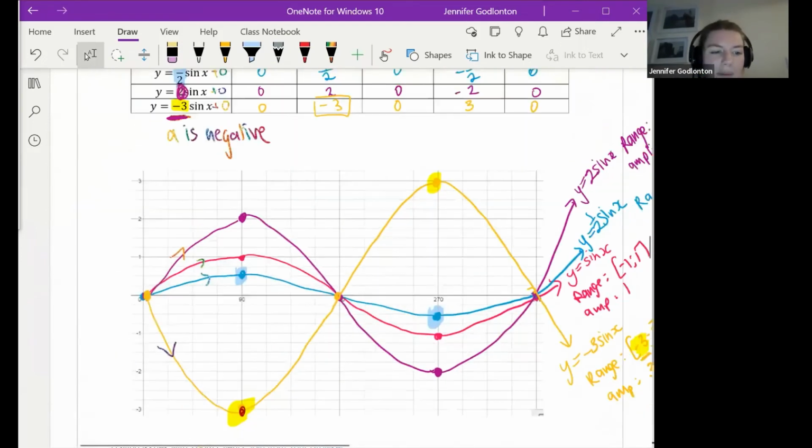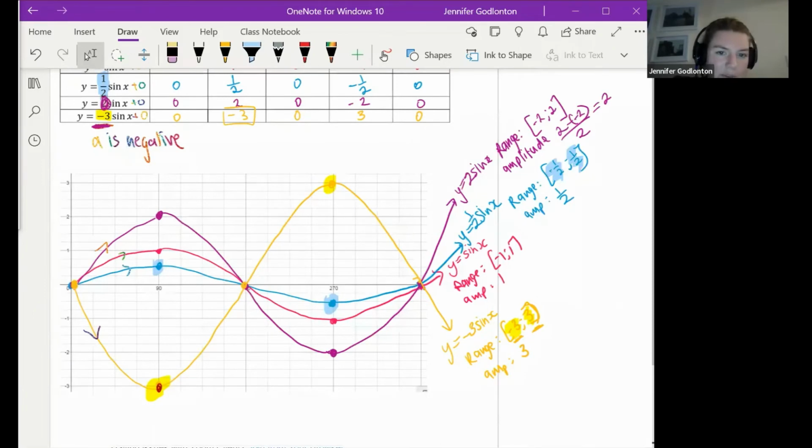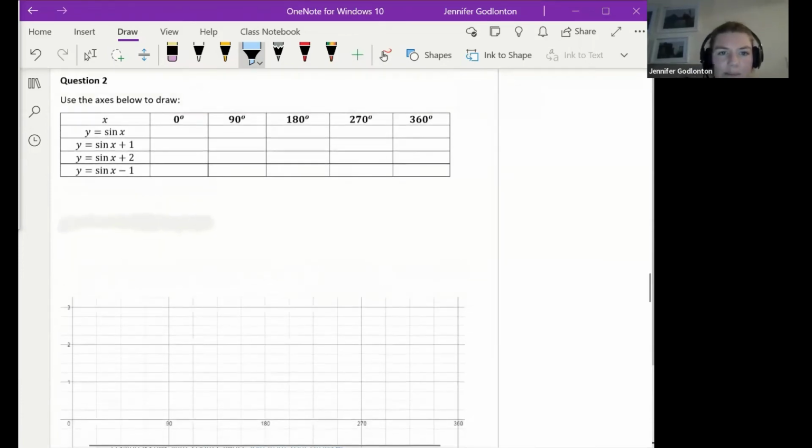So for the amplitude, you always take your maximum minus your minimum and divide by 2. And your period is always just looking at how long it takes for the curve to complete itself. As long as we're dealing with grade 10, for sine and cos, your period is going to be 360. We're not going to change that just yet. We change it in grade 11, but we don't change it in grade 10.